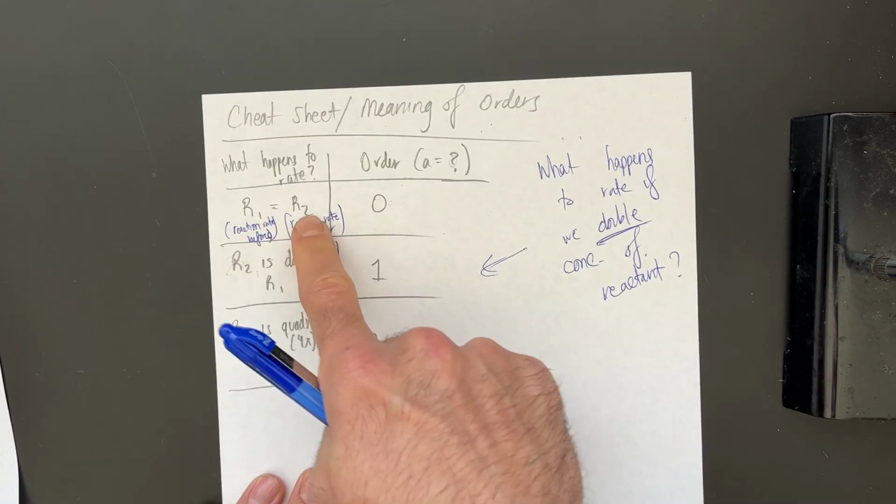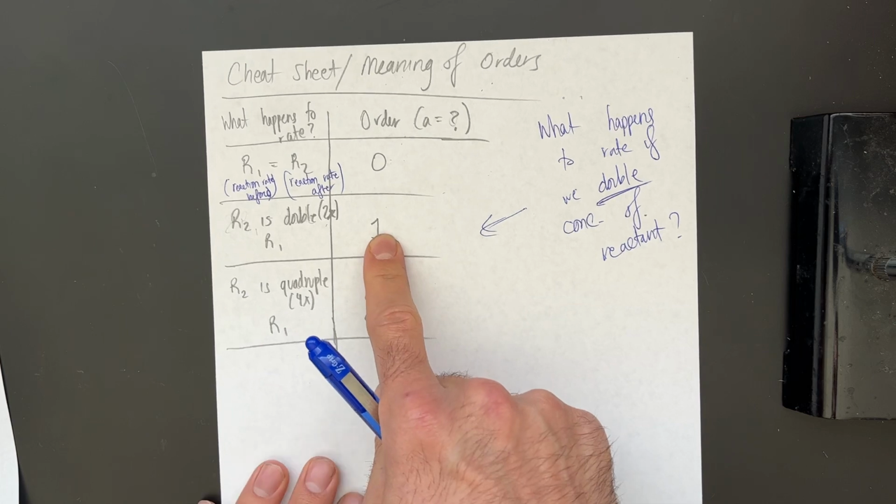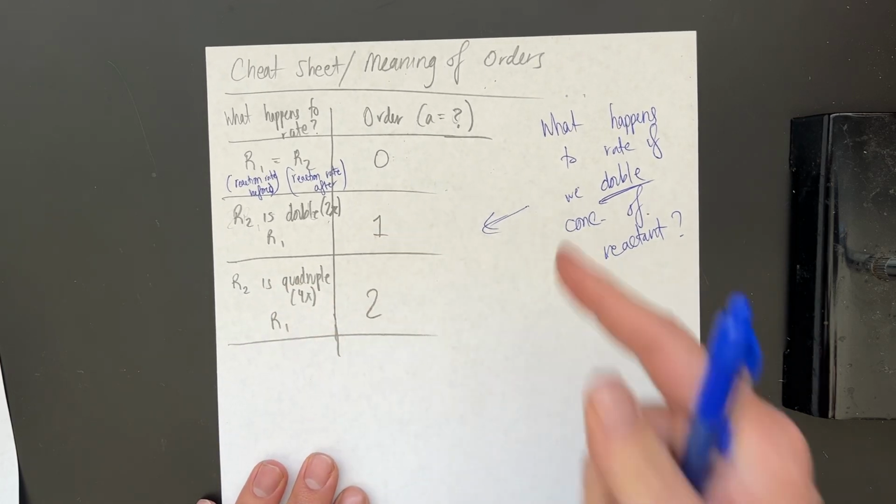So if R1 is equal to R2, then it's 0 order. If R2 is double R1, then it's first order. If R2 is quadruple R1, then it's second order.